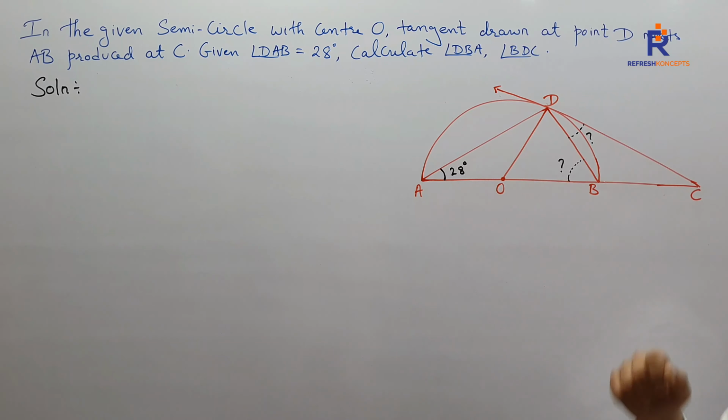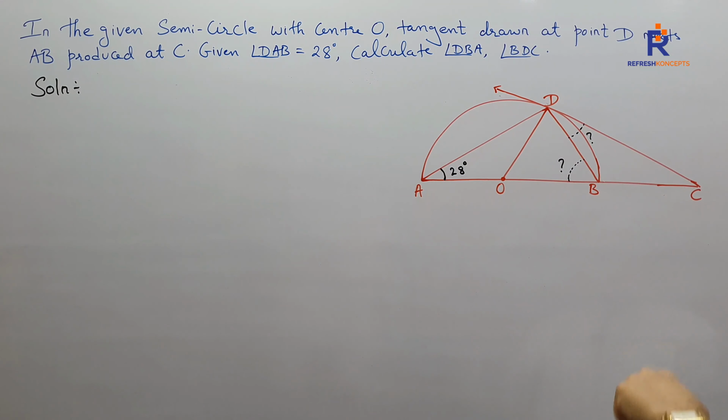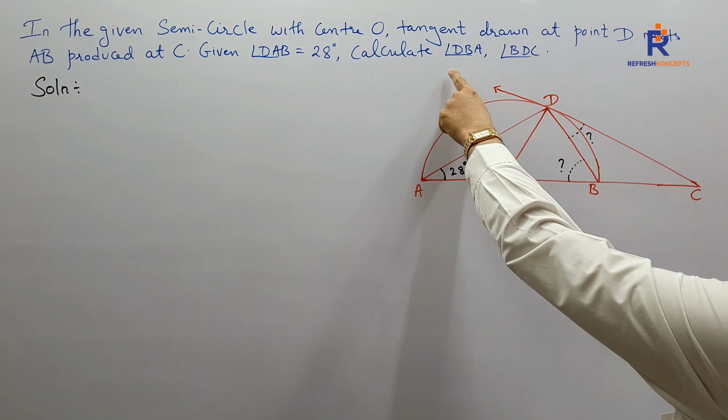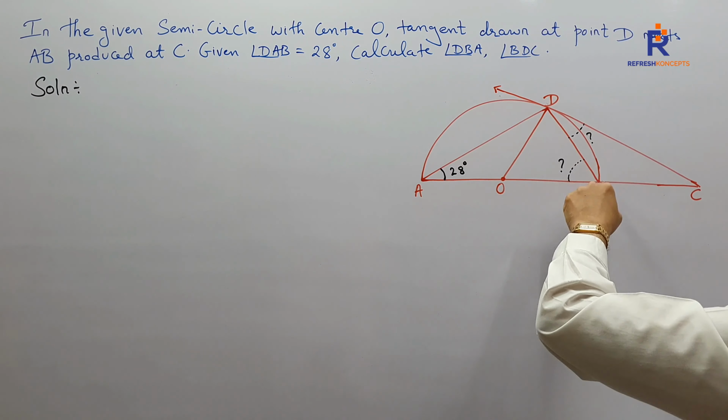When they say produce, it means on extension of AB. So on extending AB, the tangent at D meets at point C. If measure angle DAB is 28, given to us, we are supposed to find out what is DBA, this one, and what is BDC, this one. So two values is what we are supposed to find out.